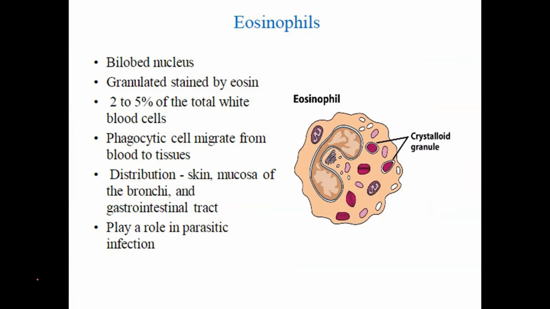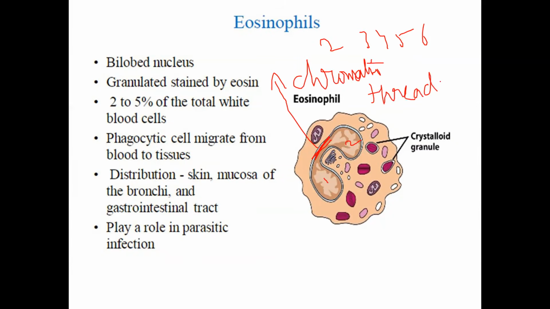Let me ask you one question. You call it a bilobed. This is the one lobe, this is the second lobe. My question to all of you is, how are the two lobes connected with each other? Every student remember my words. Whether it is a two lobe, three lobe, four lobe, five lobe or six lobe, one lobe can be connected with the other lobe with a chromatin thread. Every student has to remember this. With the help of a chromatin thread, one lobe is connected with another lobe. Don't get confused with that particular point.